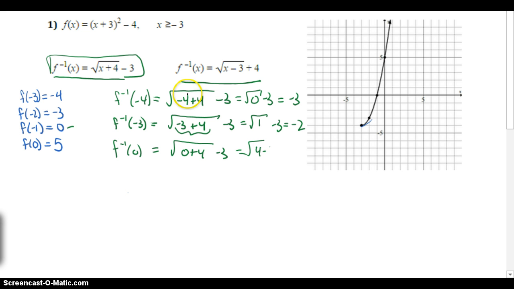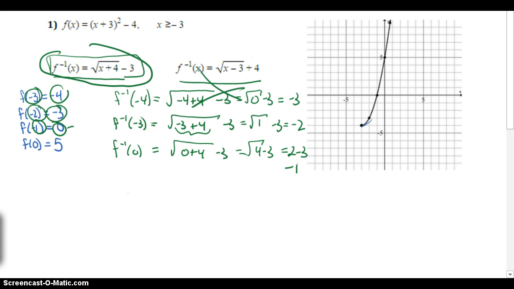Square root of 4 minus 3. It does equal, oh wait a second, I just screwed something up. Oh no, I didn't. Square root of 4 is 2 minus 3. That does equal -1. So yeah, this function turned the -4 back to -3, the -3 back to -2, the 0 back to -1. If I really want to be awesome, I could plug in the 5 and say I get 0 back. But this guy definitely would be the inverse. I don't even need to check that, this one over here.